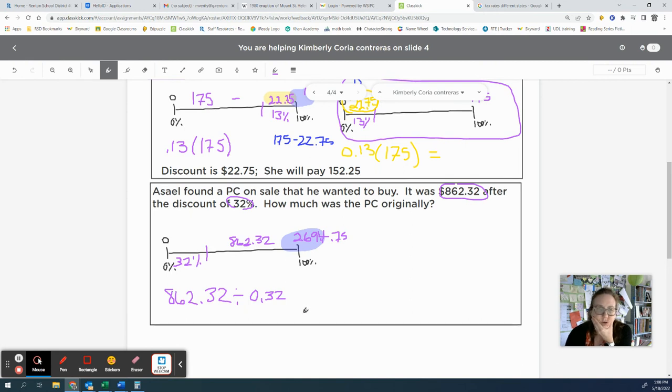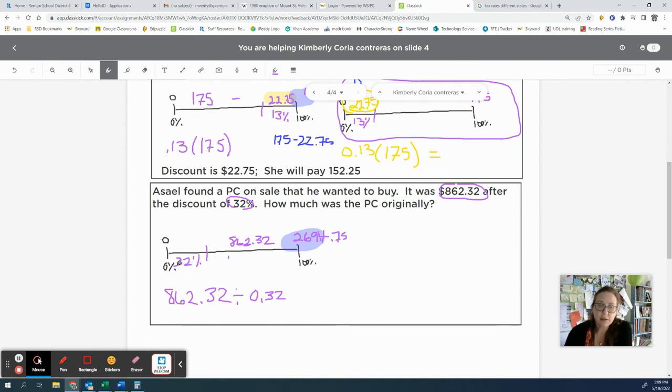Okay, so that one just doesn't feel right to me. 32%, which means this is, oh, I know what it is. I figured it out. That's how much he paid. Oh my gosh. This one's a mess. That's okay.